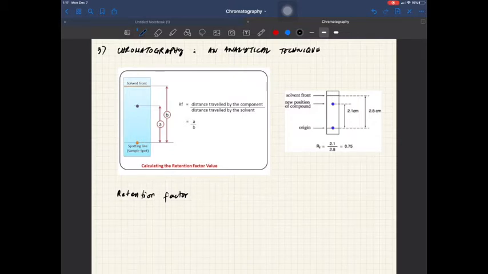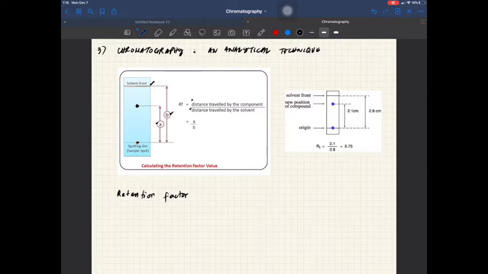The retention factor has the formula: distance traveled by the component over distance traveled by the solvent. So what is done here is that, suppose this one is our analyte and this one is the starting line. This is the distance traveled by the solvent, which has a length B, and this one is the distance traveled by the analyte, which has a length A. The calculation for the RF is therefore A over B.